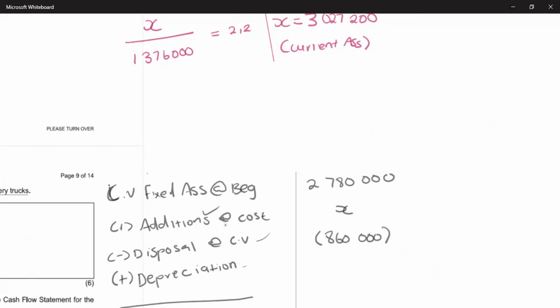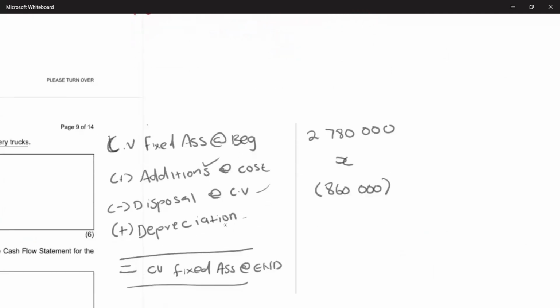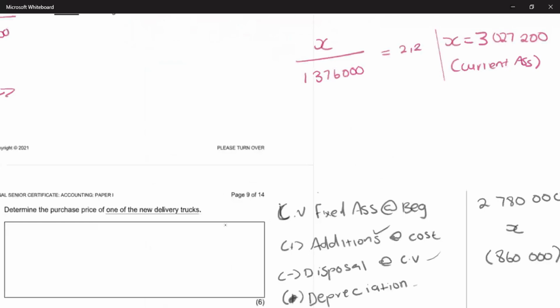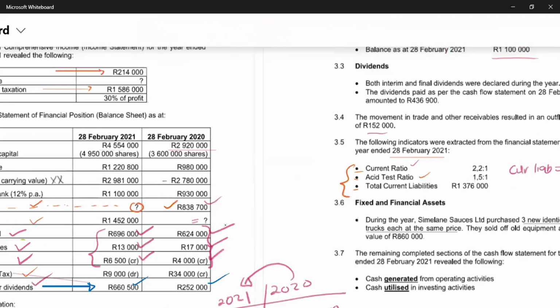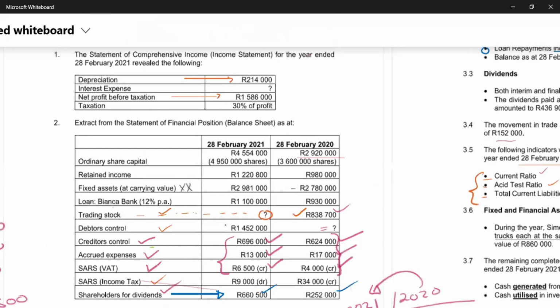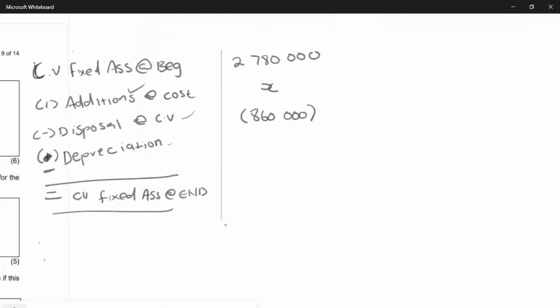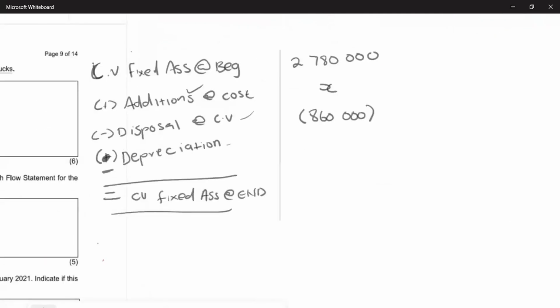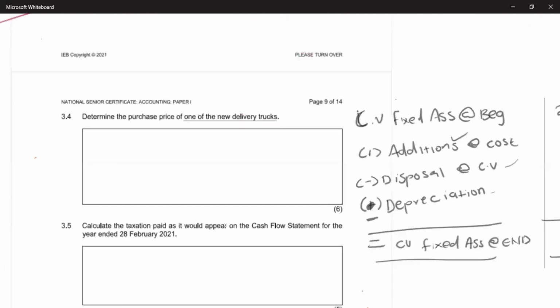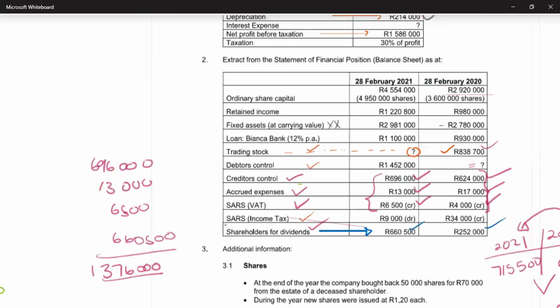Right? And my depreciation, sorry about that, I need to subtract it, not add it. So here it's minus depreciation. Now let me look. I think I was given depreciation, I remember. My depreciation here is 214,000. So minus 214,000, and this would equal my carrying value of my fixed asset at the end of the year, 2,981,000.